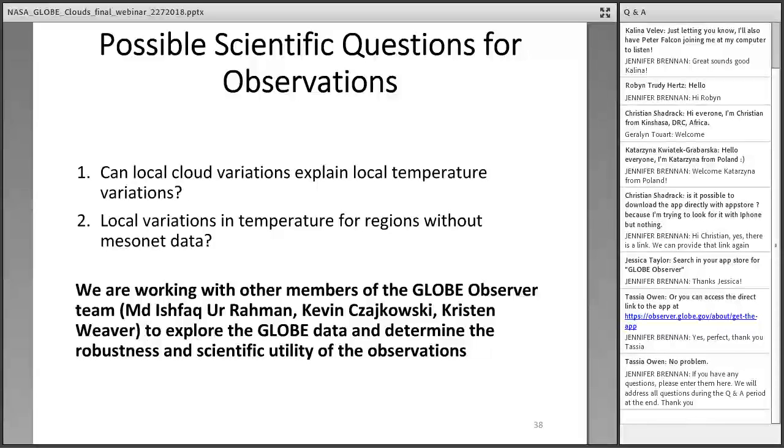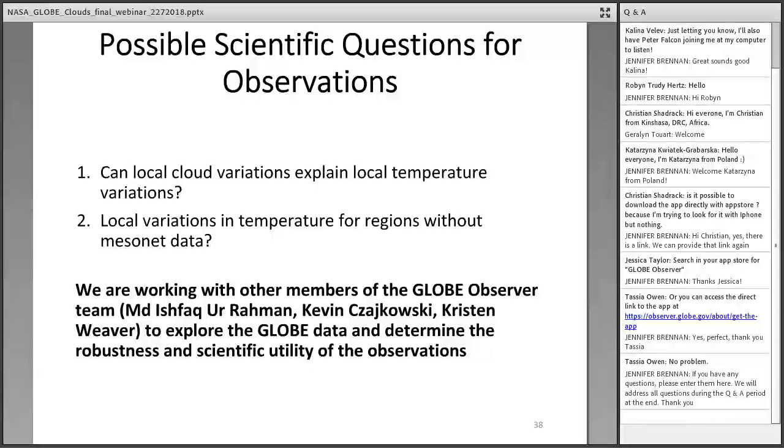So, as I showed earlier, many of the citizen scientists decided to line up, fortunately, along the path of totality, so we can use those observations to cover the gaps in the temperature observations from previously existing observation networks. So that's a very useful benefit of the globe clouds data in helping to understand the eclipse.